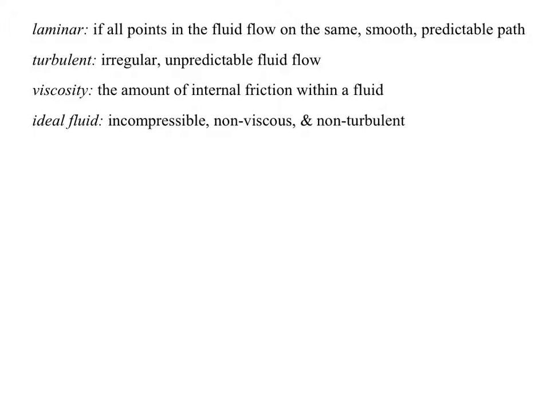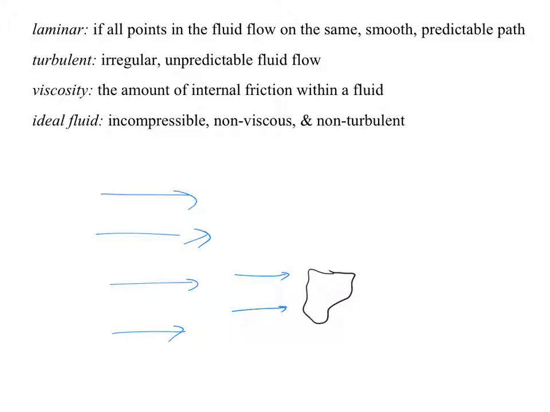So let's describe these words. Laminar simply means it's a smooth, predictable path. Turbulent means it's irregular, unpredictable fluid flow. So if you've ever seen a river, imagine you have a bird's eye view and the water is flowing in this direction. And there was some rock in the middle of the water. As the water flows into this rock, what happens to it? Imagine the rock is sticking out of the water. It's a big enough rock that it's not fully submerged. You see it's like this, where the water goes around it.